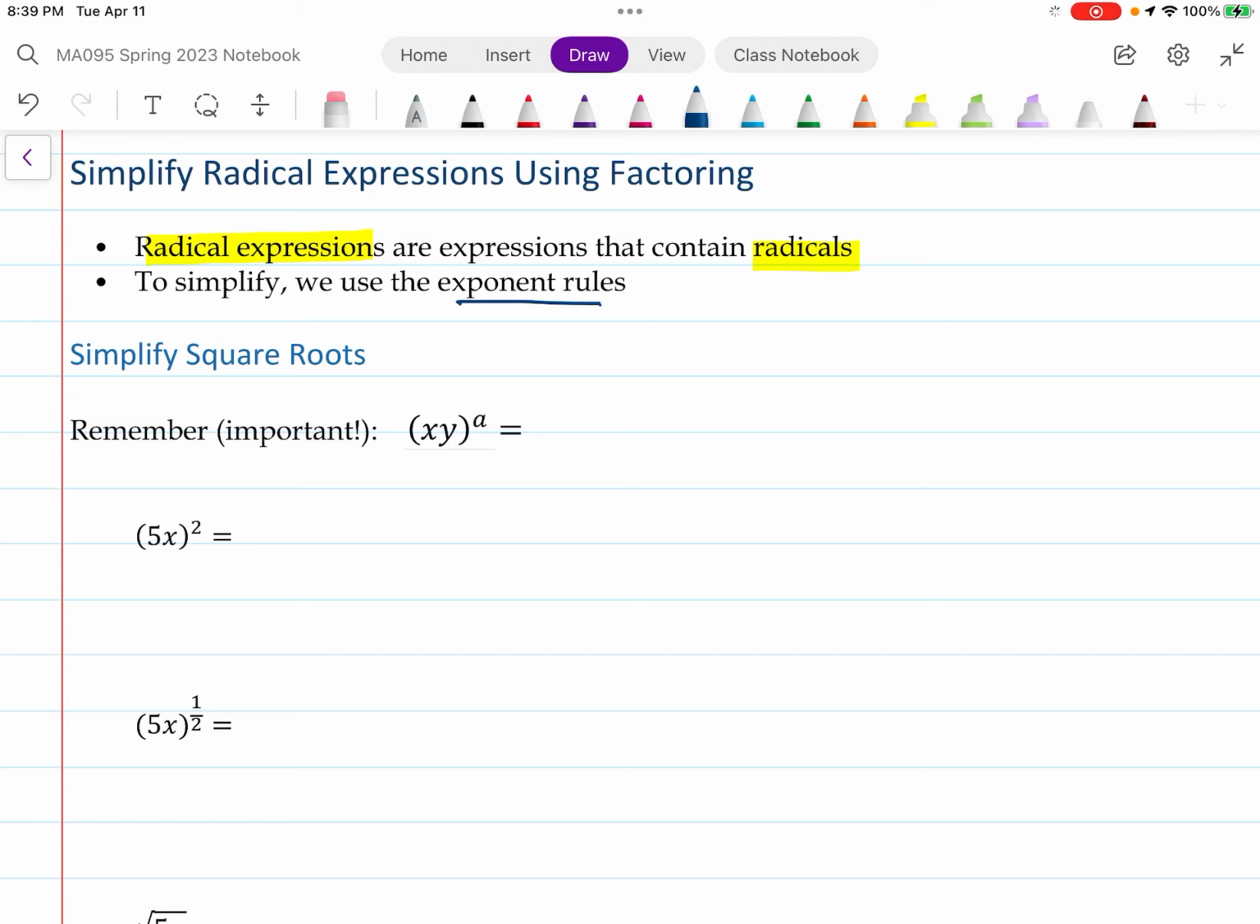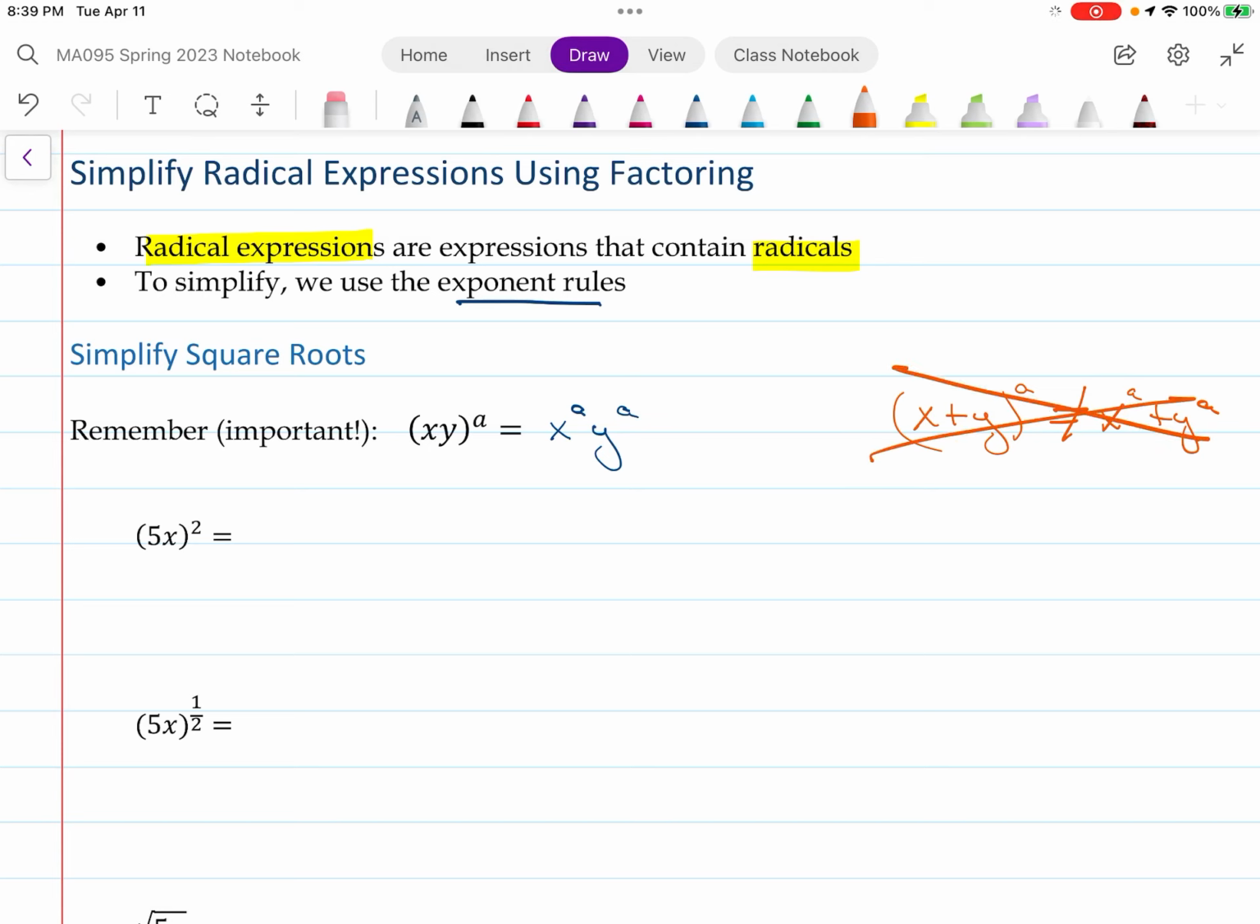So there's an important exponent rule that we need to know, and that is (xy) to the a means x to the a, y to the a. In other words, the a applies to both. Now this is different from (x plus y) to the a. It does not mean x to the a, y to the a. It is not x to the a plus y to the a. Not. Okay? Don't do that.